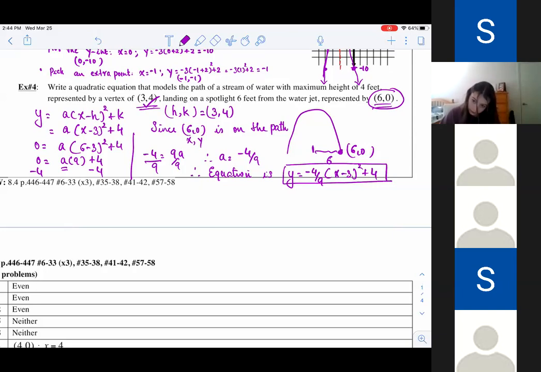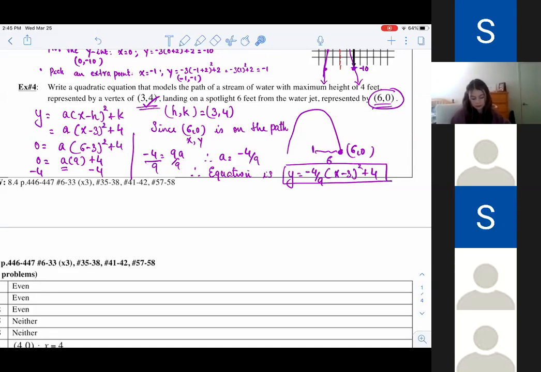Okay, I'll explain the steps one more time. You're going to write the form first. You substitute whatever is given to you. The only missing thing in the problem is A, and that is why that extra point is given to you. You substitute, you find the A and substitute back into the equation to get the equation of the quadratic function. Is that clear?